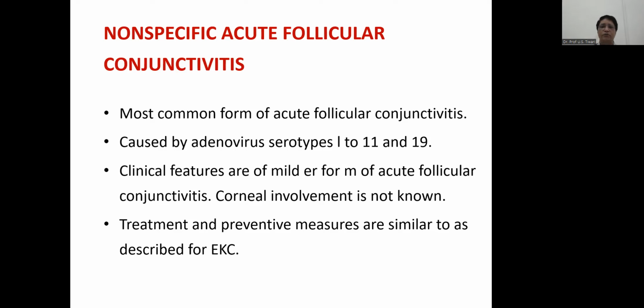However, the cornea is spared, and the treatment and preventive measures are similar to what I described in the part on epidemic keratoconjunctivitis or EKC.